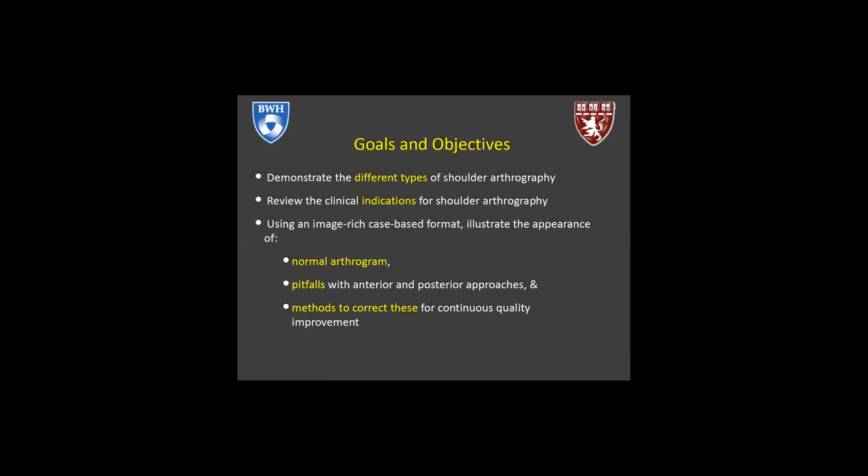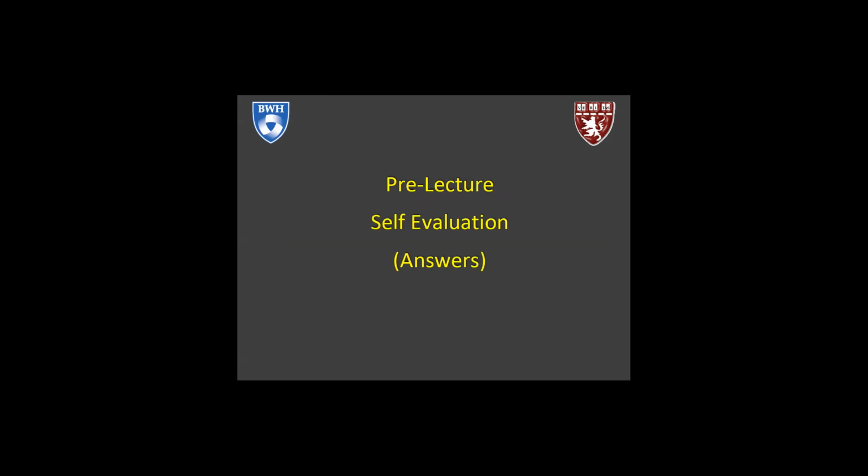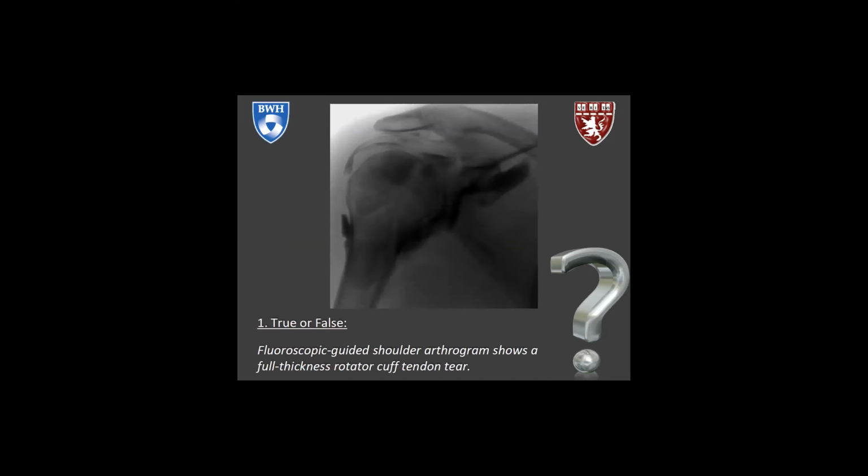So hopefully we were able to achieve our goals and objectives here to demonstrate the different types of shoulder arthrography, with the indications, what a normal arthrogram looks like, the different pitfalls we just mentioned, and how to improve these for continuous quality improvement. So just to finish up our pre-lecture evaluation, true or false, full thickness rotator cuff.